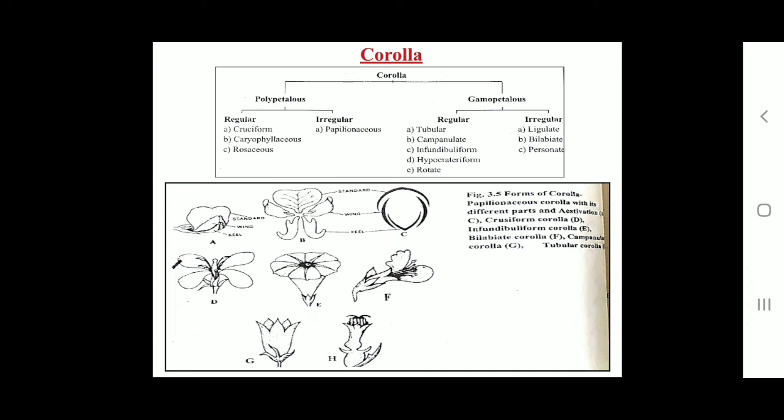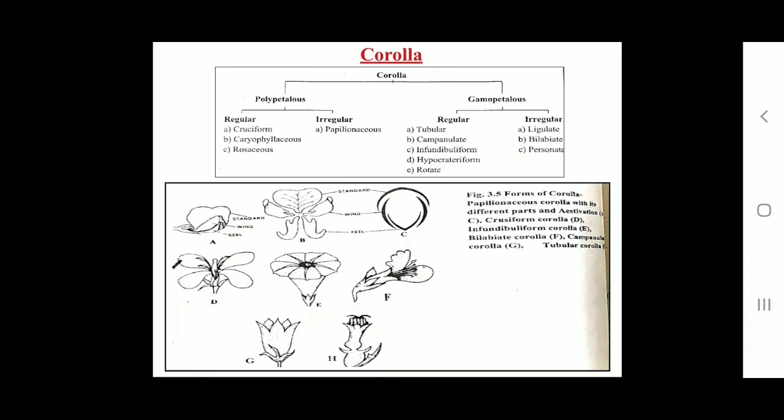Significance of corolla. The corolla lobes are brightly colored to attract insects and birds for cross-pollination. The petals protect the inner whorl, that is stamens and carpels, when the flower is in bud condition.